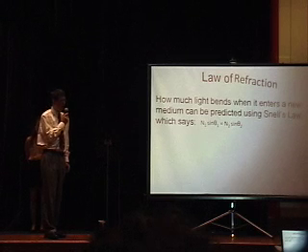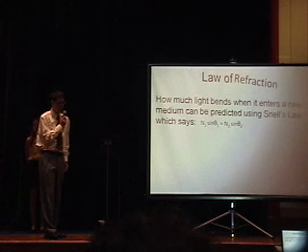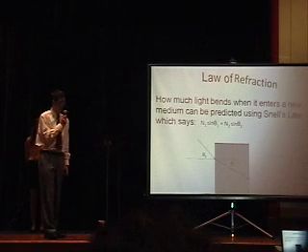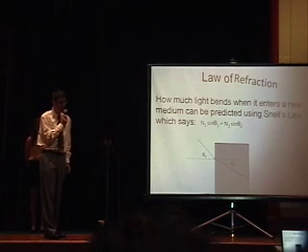And then when light passes through a transparent object like water or glass, it will bend. You might see this in fish tanks, especially when you look at the corner.